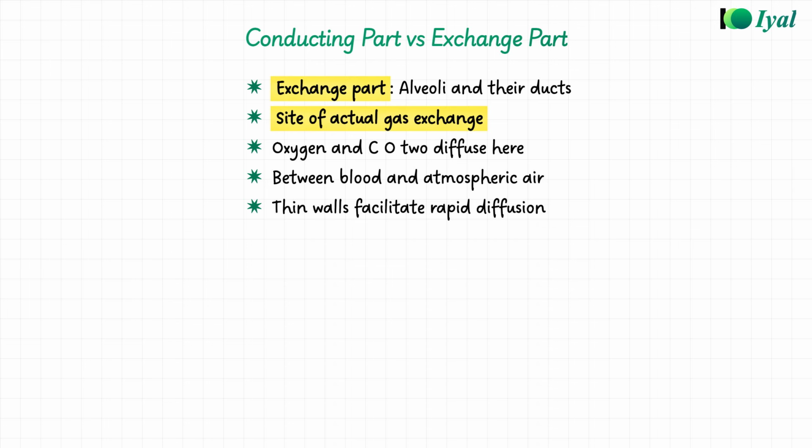This is where the magic happens. Oxygen comes from the air in the alveoli and goes into the blood. Carbon dioxide comes from the blood and goes into the air in the alveoli. This is the actual gas exchange. And why is it so efficient here? Because the alveolar walls are extremely thin. This thin barrier between air and blood allows rapid diffusion.